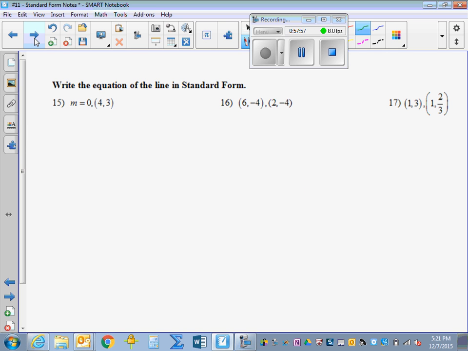Alright, so again, 15, 16, 17 are just like the ones we did up at the top, where you need to first get it in y equals mx plus b. They didn't already give us an equation, so we have to write it in y equals mx plus b slope-intercept form, and then convert it to standard form. So these require you to do what you've been doing for the last 3, 4 classes, and then convert it to standard form.